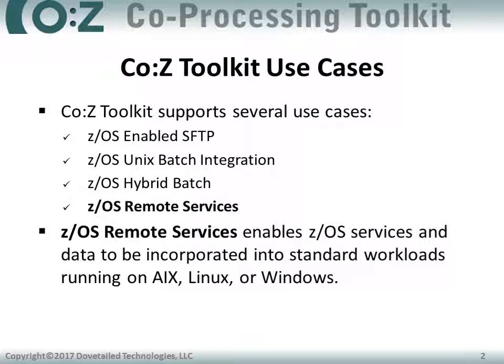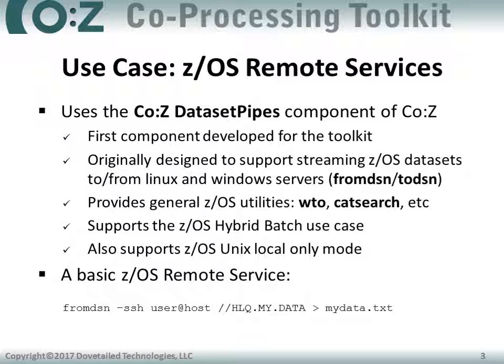Now, let's look at how the toolkit supports this use case. The COSI Dataset Pipes component of the toolkit is used to implement this use case. Dataset Pipes was the original and first component implemented for the toolkit. It was originally designed to support streaming ZOS datasets to and from Linux and Windows servers, giving the component its name of Dataset Pipes. The component has been updated along the way to include some general ZOS utilities, a write-to-operator utility, and a command to search and display ZOS catalog information.